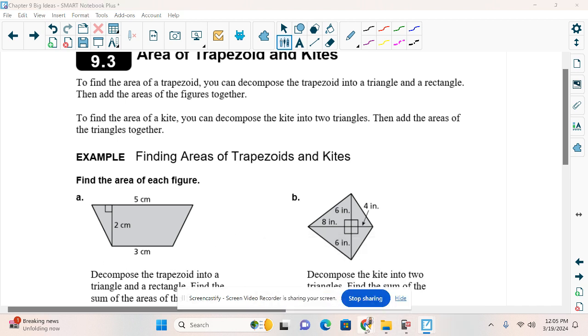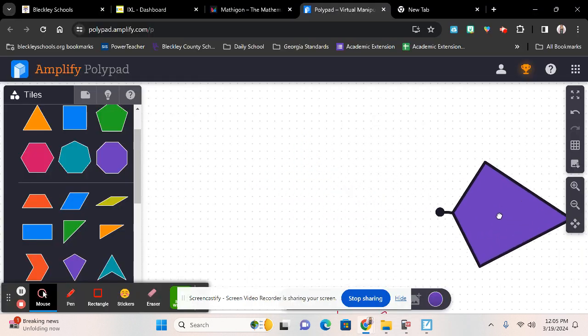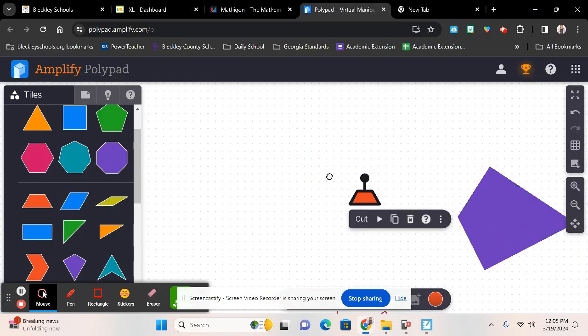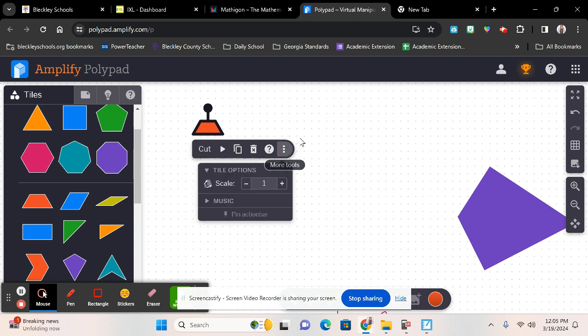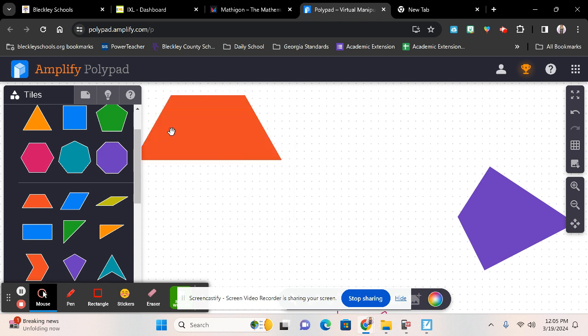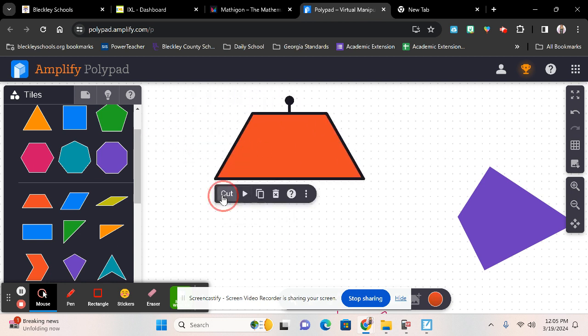So if I come over here to my little poly pad and I get a trapezoid, I'm going to make it bigger. What can we cut this into? Hayden, come cut it into things that we know. Into squares or triangles, or parallelograms or triangles. Go make a cut.